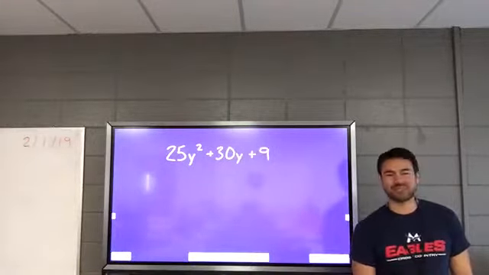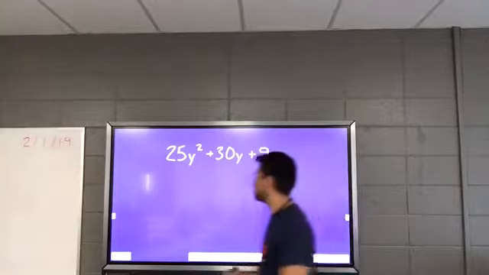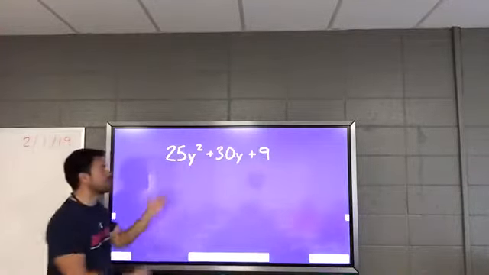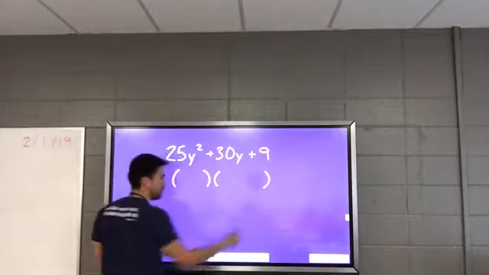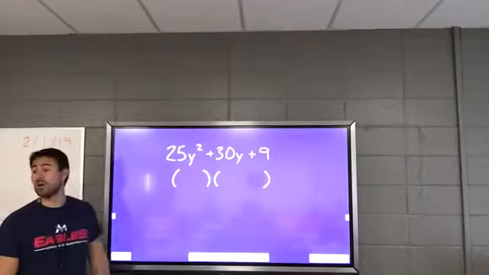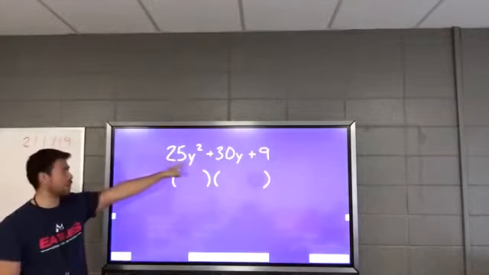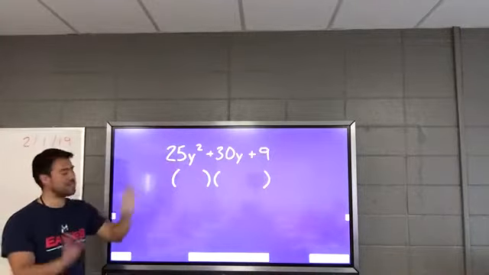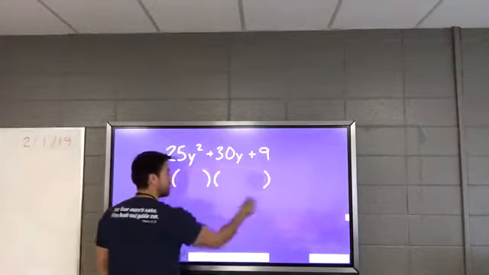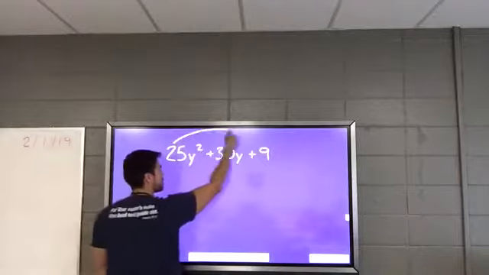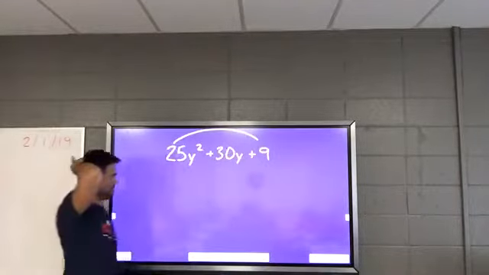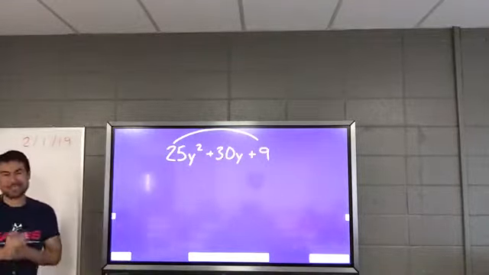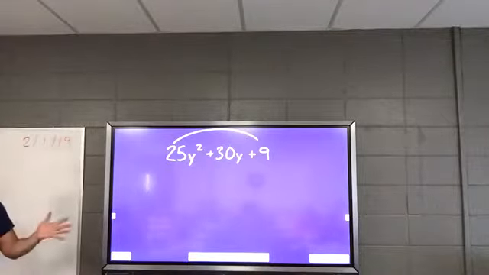That's fine. That's okay. But we're going to do this. Can we just go into the two binomial method here? No, because what's the coefficient of the first term? It's 25. It's not going to work. But I could go with the bridge. The bridge method is not impossible, but it could be tough for a lot of us.